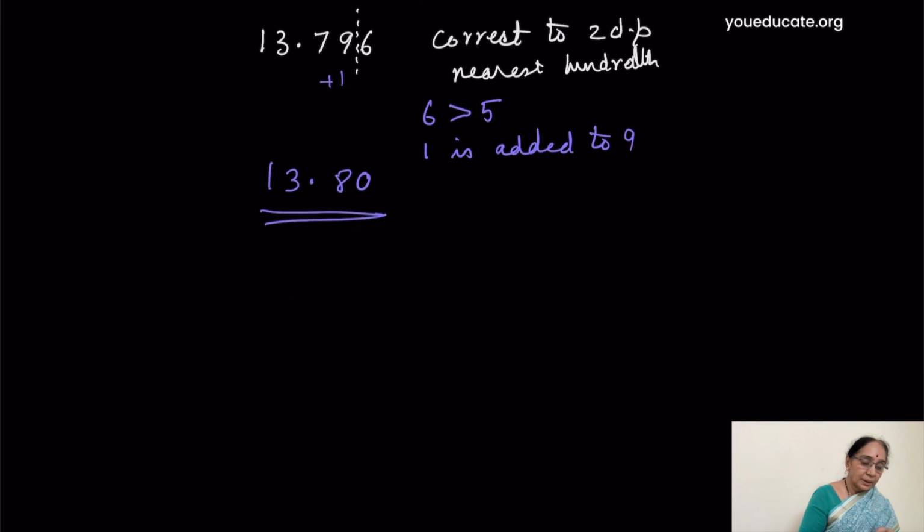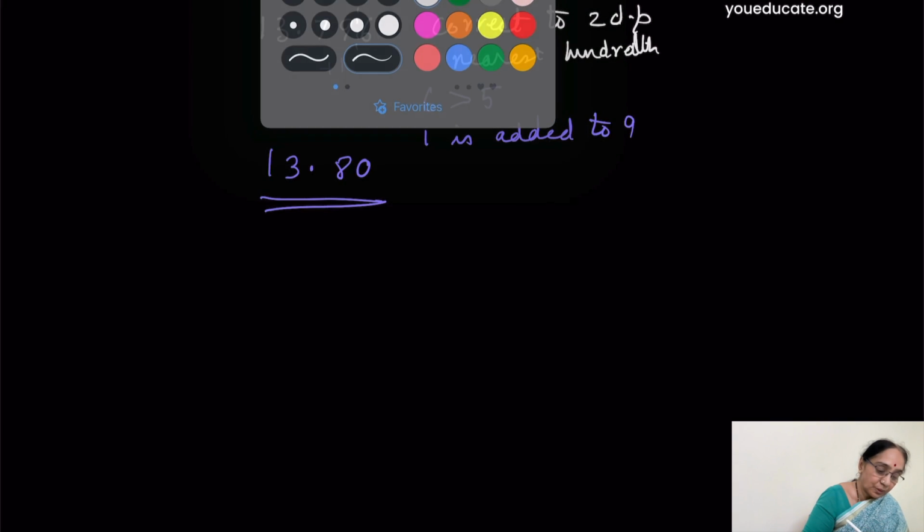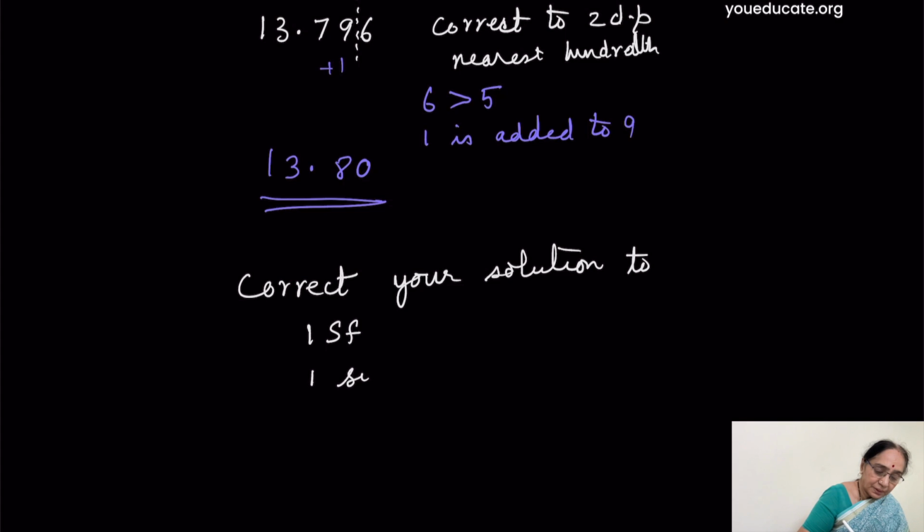Now, instead of saying correct to the nearest 10, nearest 100, nearest 1000, or to 1 decimal place, 2 decimal places, they can also say correct to 1 significant figure. You can also write your answers correct to 1 significant figure. That means you should see only one nonzero number in your solution.